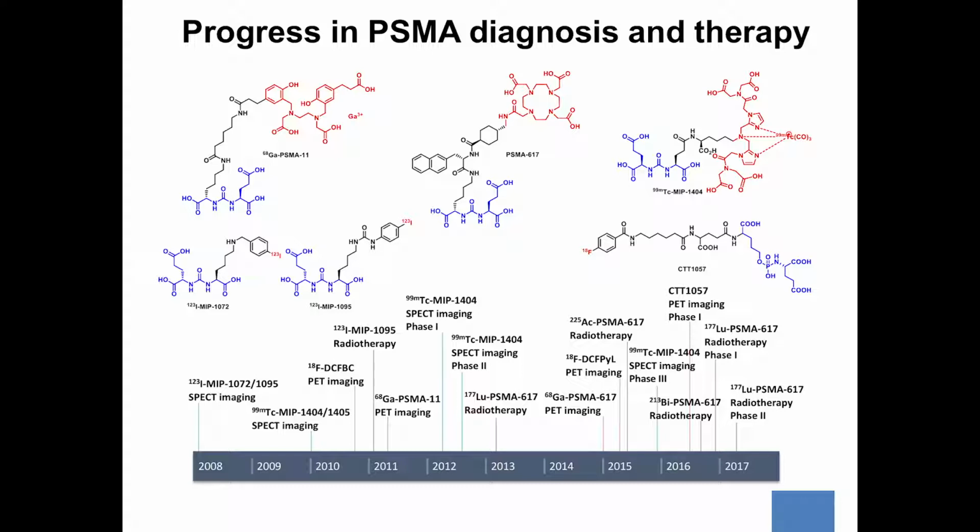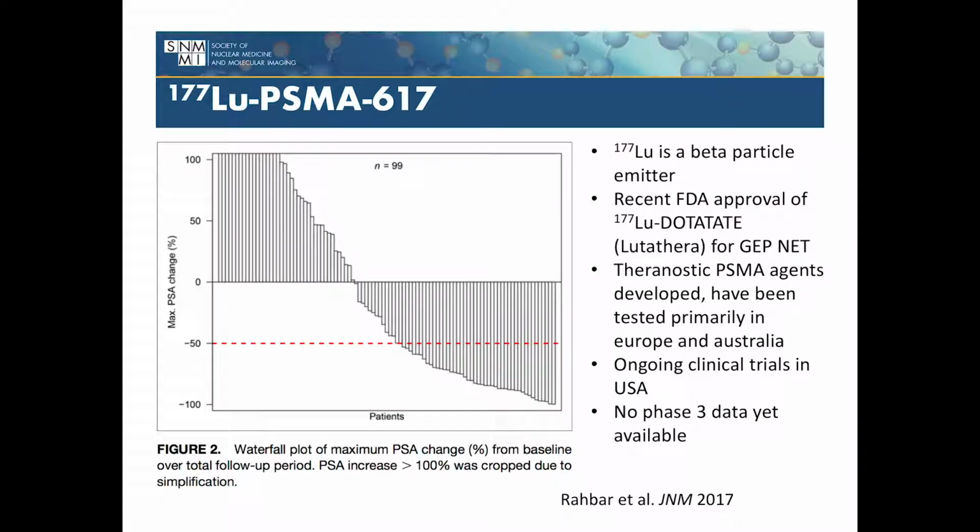And these theranostic PSMA agents have been tested primarily in Europe and Australia, although there are now clinical trials opening in the USA. We're going to probably be up and running at UCSF in a few months. And here's just an example of what we know about these PSMA agents, and the data is fairly limited, but this is a waterfall plot looking at PSA change from baseline in a follow-up of about 100 patients. So you can see there's a significant proportion of patients here who are having a PSA response to lutetium-177 PSMA. There's no phase 3 trial data yet available, though.